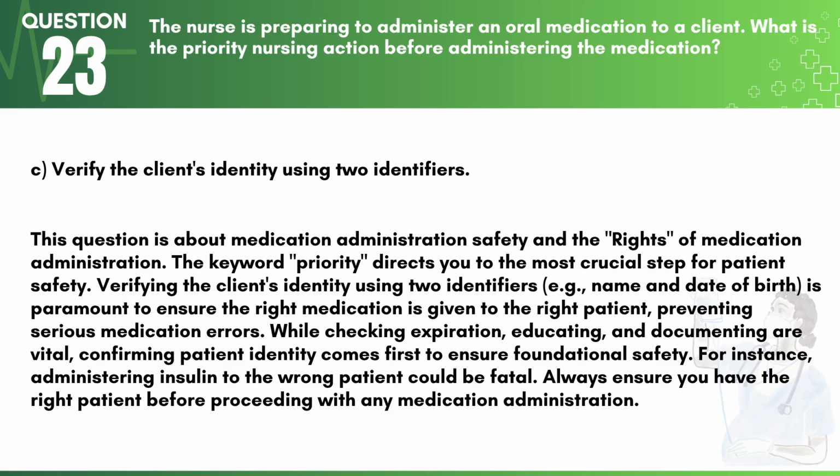While checking expiration, educating, and documenting are vital, confirming patient identity comes first to ensure foundational safety. For instance, administering insulin to the wrong patient could be fatal. Always ensure you have the right patient before proceeding with any medication administration.